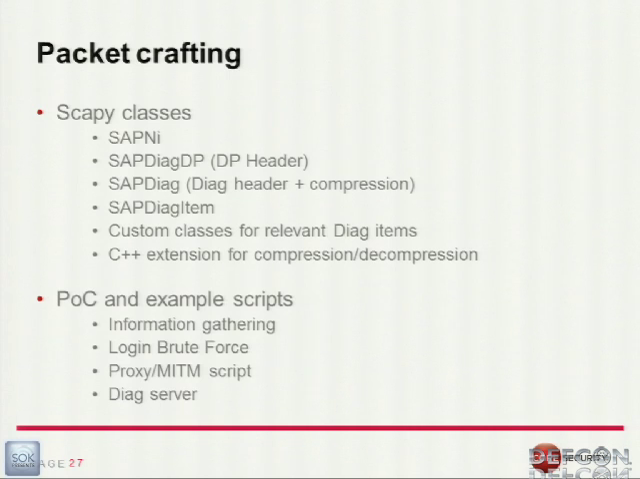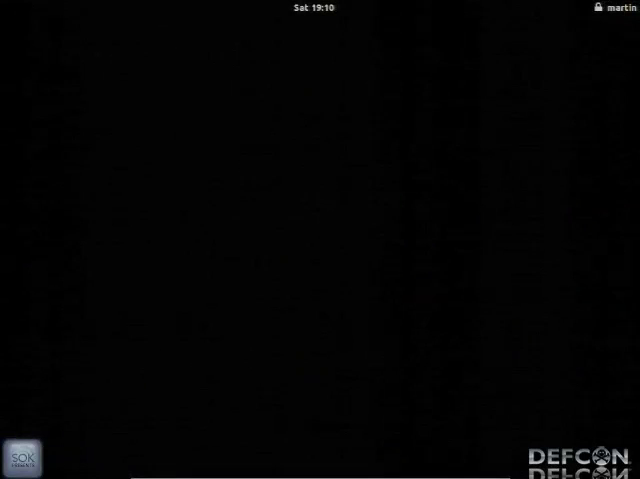So the tool also includes an extension for all the compression and decompression, which is based on the compression functions being public. I also include some example scripts and proof of concept scripts, for example, to gather information on the application server, to perform a login brute force using the protocol, to run a man-in-the-middle attack, set a proxy between the GUI and application server, or to plant a fake Diag server. So I will show some of the tools working.